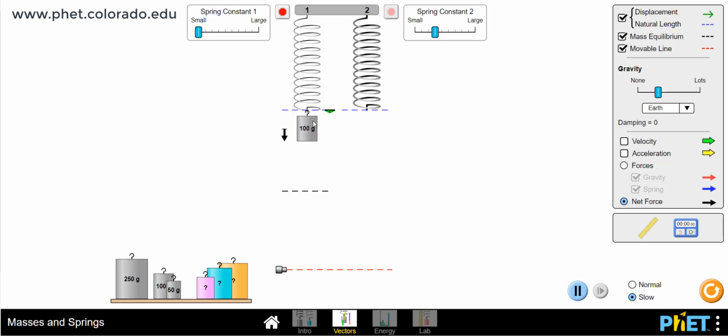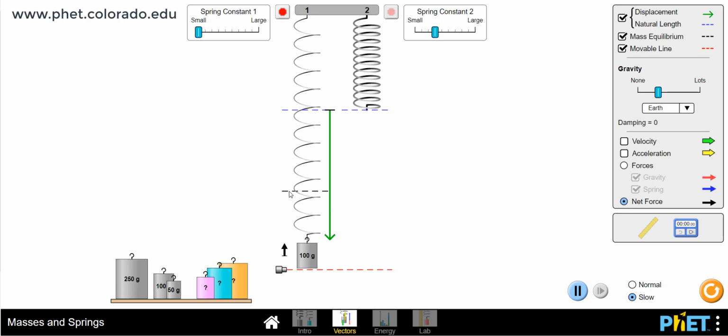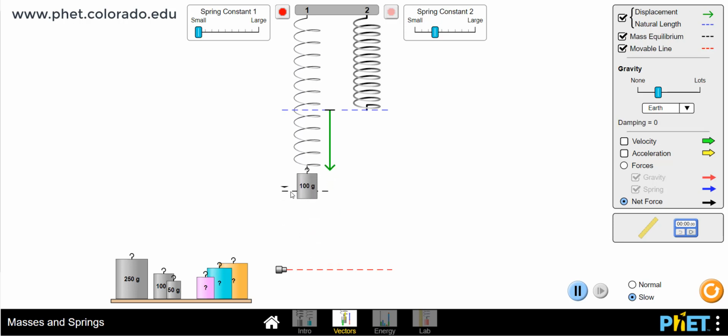What you will notice is anywhere in the system, the net force is always towards this equilibrium position. In the bottom half, it's operating upwards towards the equilibrium middle position. In the top half, it's operating downwards towards the equilibrium system in the middle.